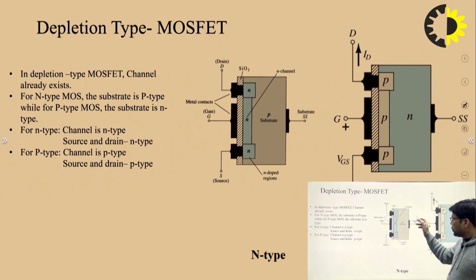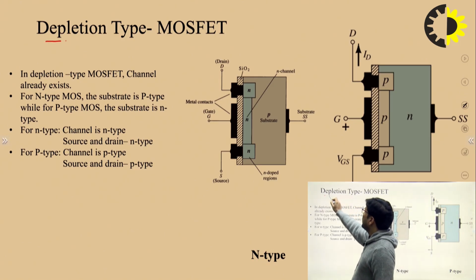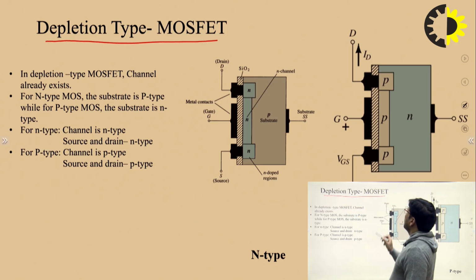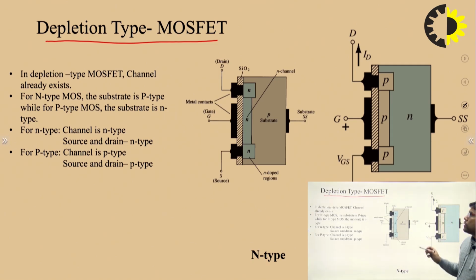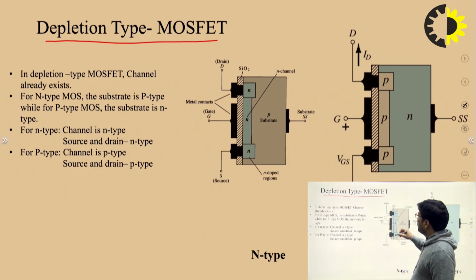You can see here, as we already discussed, in the case of depletion type MOSFET the channel is present, because the current flows due to the presence of the channel in between source and drain.